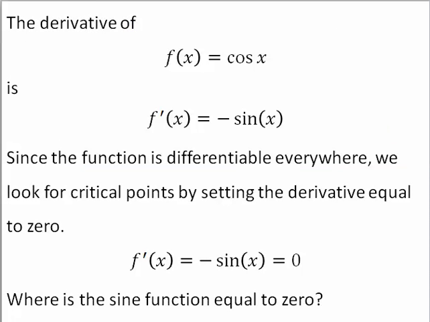Now let's look at the function. The derivative of the function is negative sine. Since the function is differentiable everywhere, we look for critical points by setting the derivative equal to 0. The derivative will equal 0 when sine is equal to 0. When is sine equal to 0?